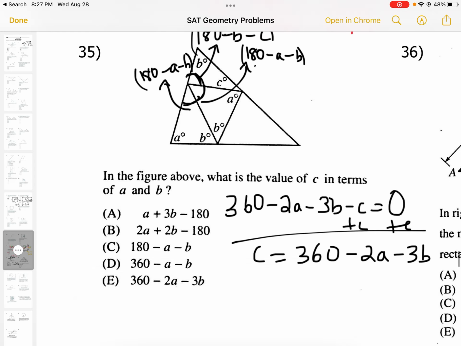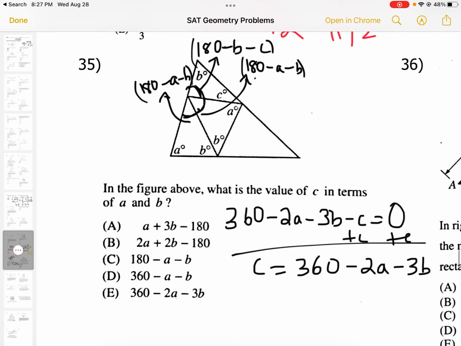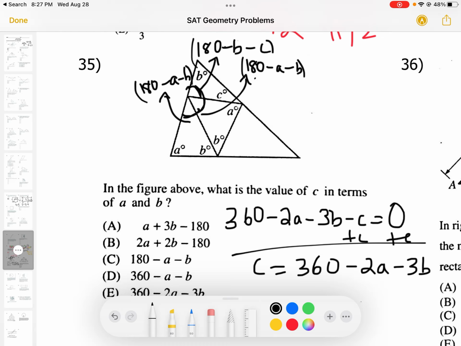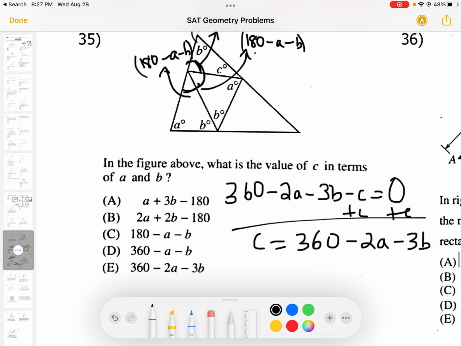And that's answer choice E right here. Let's see, it's answer choice E. And we're done with this question.